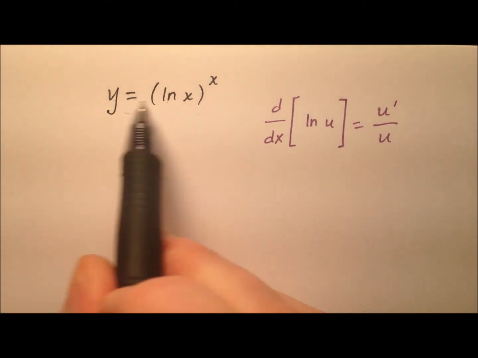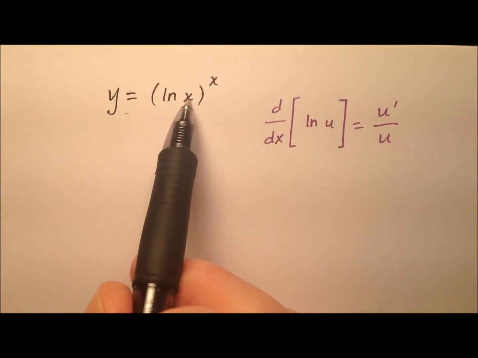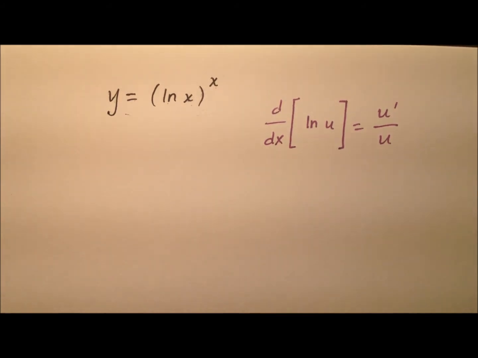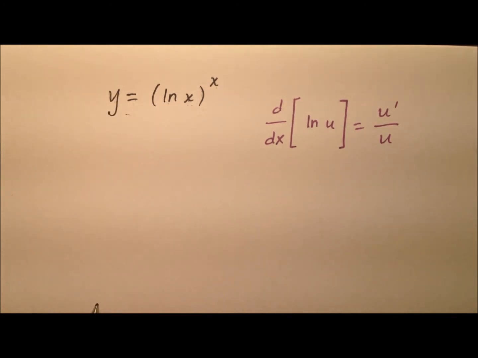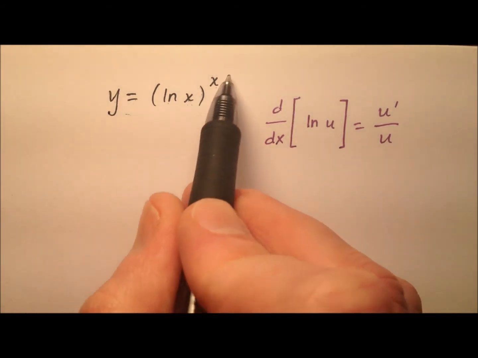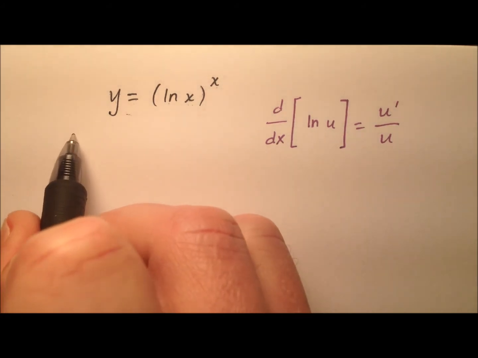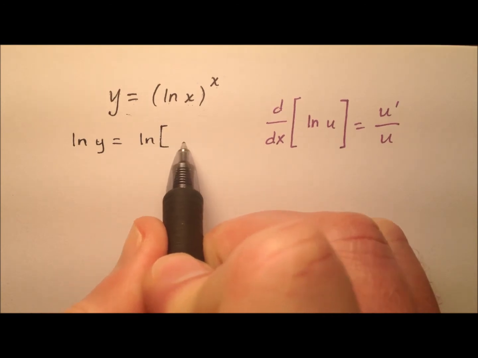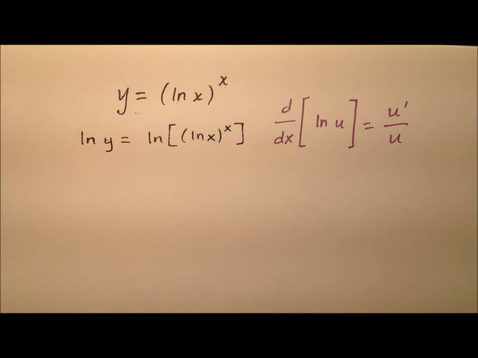Okay, so what's so nice about logarithmic differentiation is that it looks like we have an x in the base, but we also have an x in the exponent, which seems like it's going to be a little bit difficult to take this derivative. So what we're going to do first is start by taking the natural log of both sides of this equation in an effort to rewrite this right side in a much simpler way. So we have the natural log of y equals the natural log of, well, the natural log is the base here raised to the power of x.